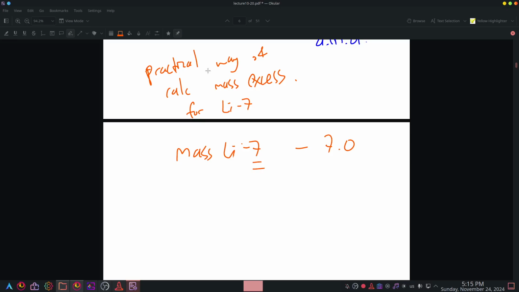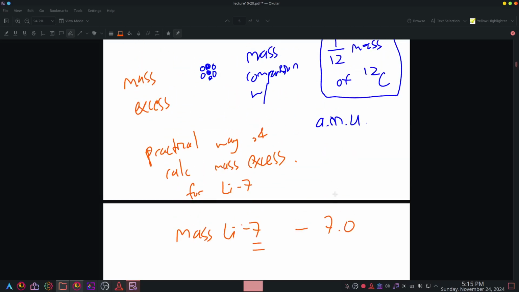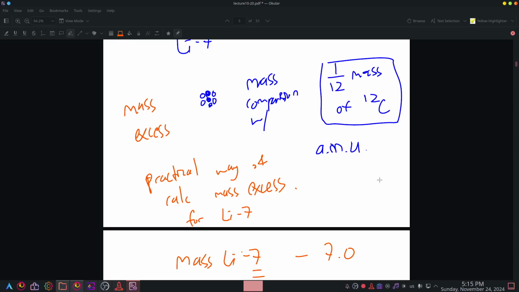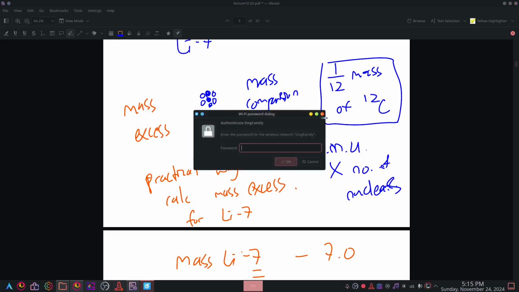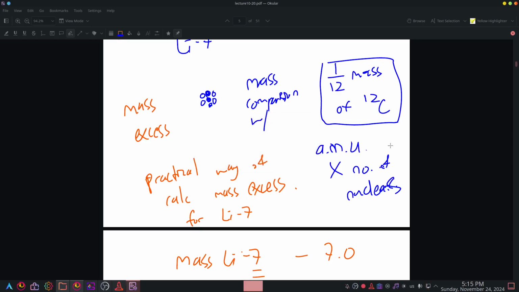So you're comparing the mass of lithium-7 against 1/12 the mass of carbon-12, and then you have to multiply by the number of nucleons. I think that's the more correct way to put it. I just need you to know this is a comparison with 1/12 the mass of carbon-12 times the number of nucleons. I think that's enough.